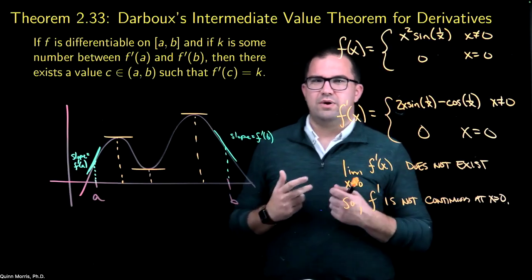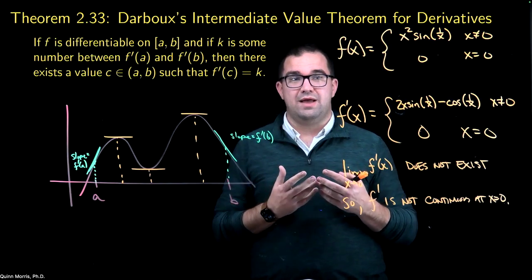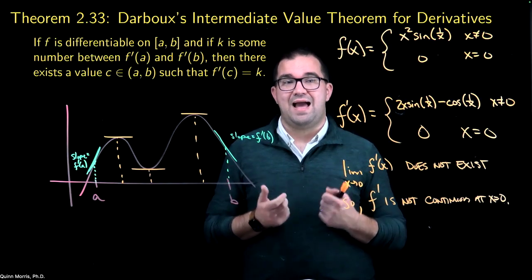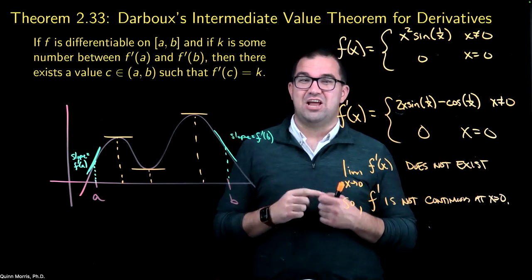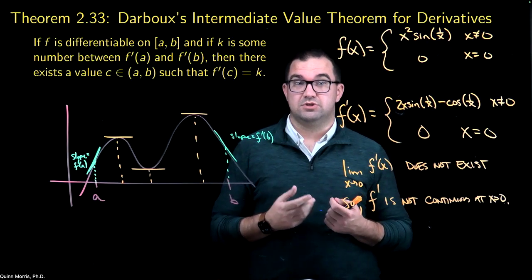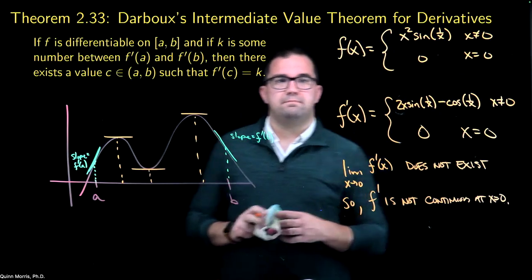Okay. Now, that's actually sort of a powerful thing. And in some ways, what it's saying is, okay, functions that are differentiable everywhere may not have continuous derivatives, but they still have to have some of the nice properties that continuous functions have, like this intermediate value property.